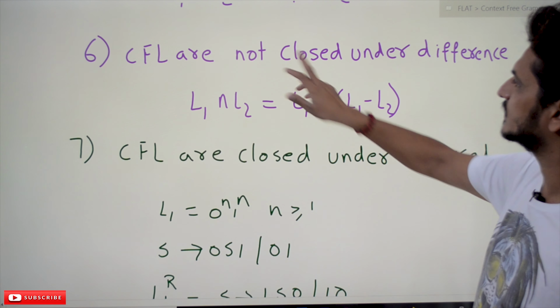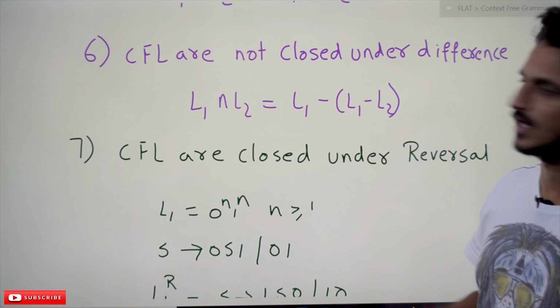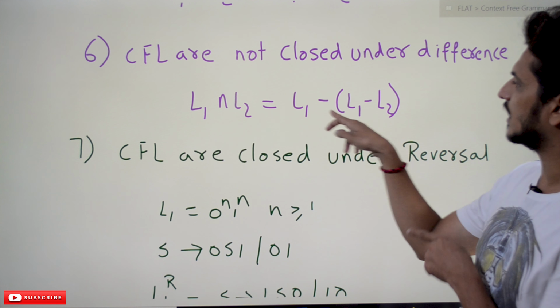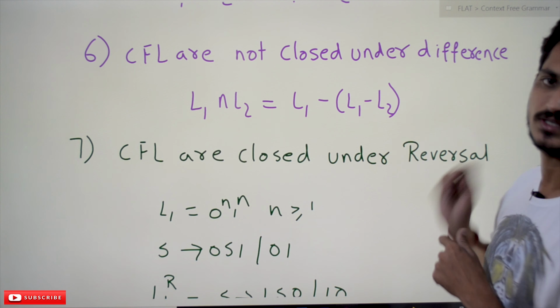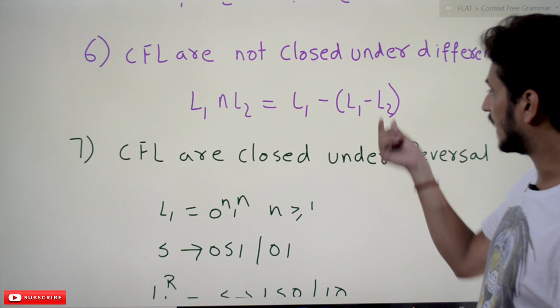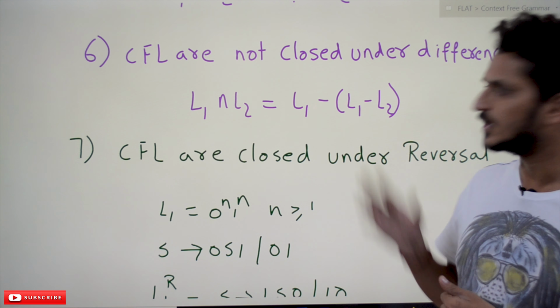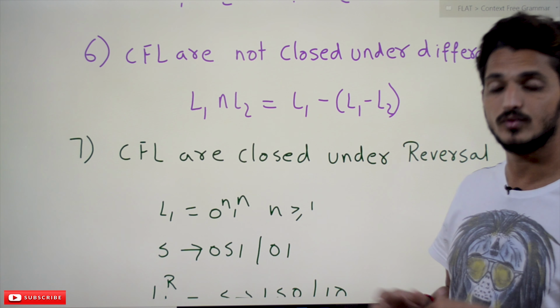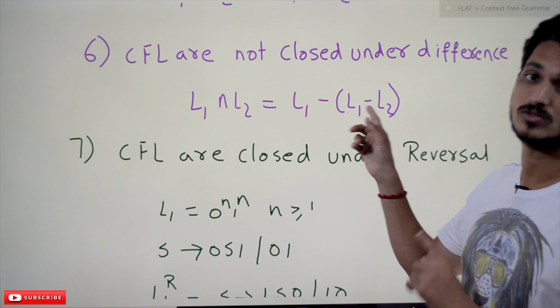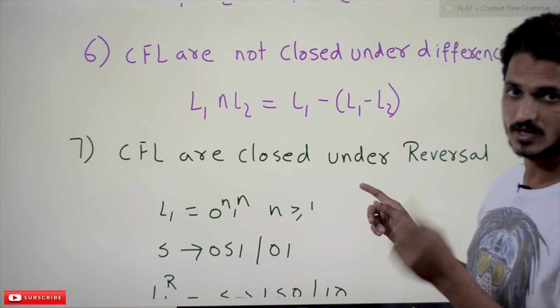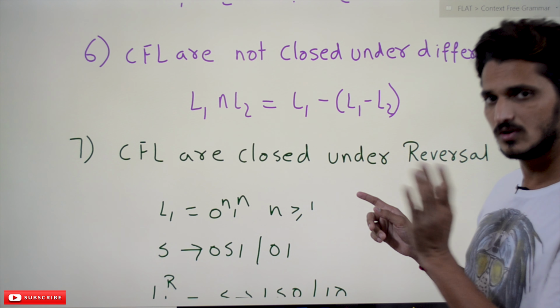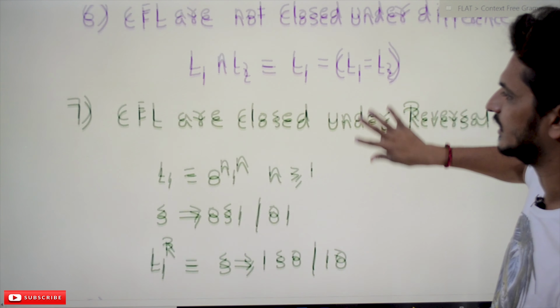Similarly, context-free languages are not closed under difference. L1 intersection L2 can be written like this: L1 minus (L1 minus L2). If you assume that minus is closed, then this is a contradiction. So set difference is also not closed in context-free languages. That is the meaning of that.